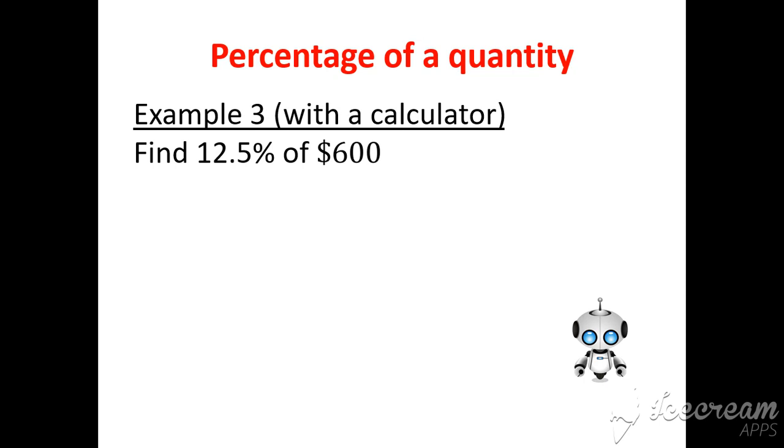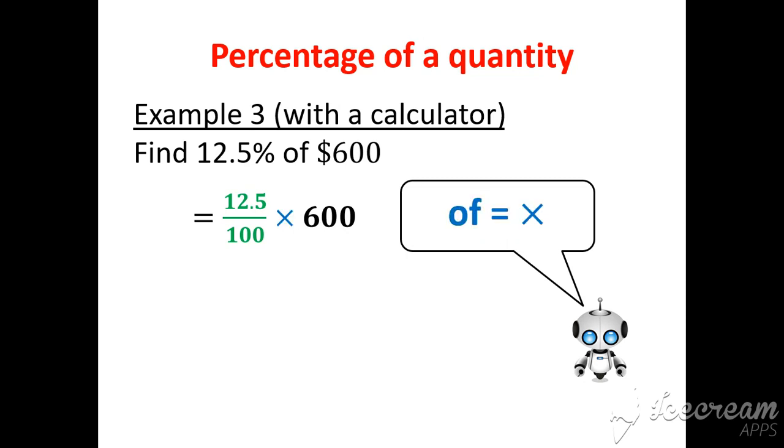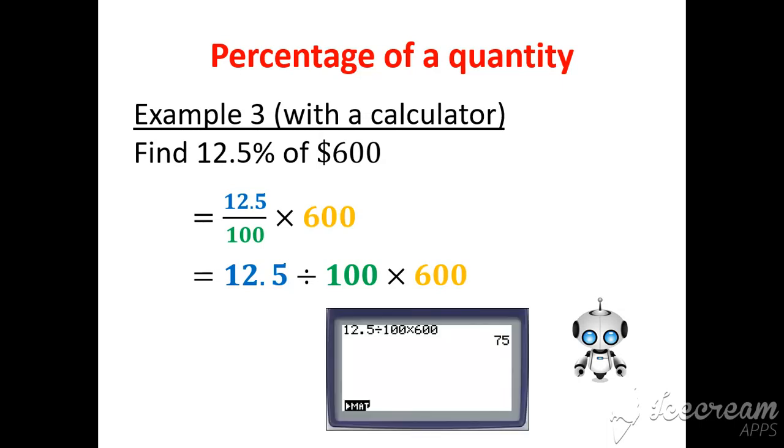Right, example 3. Another example with a calculator. Find 12.5% of $600. So this is what we do. We say to ourselves, percent means out of 100, so it's 12.5 over 100 of 600. We know of means times, so now we just need to remember that the divide sign for a fraction, so we go 12.5 divide 100 multiply by 600, grab our calculator, 12.5 divide 100 times 600, and that gives us our answer, which is $75.